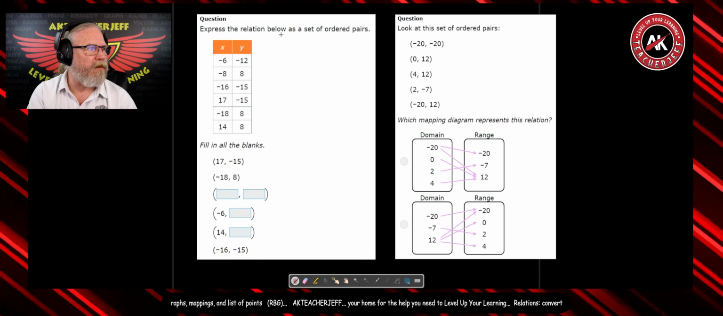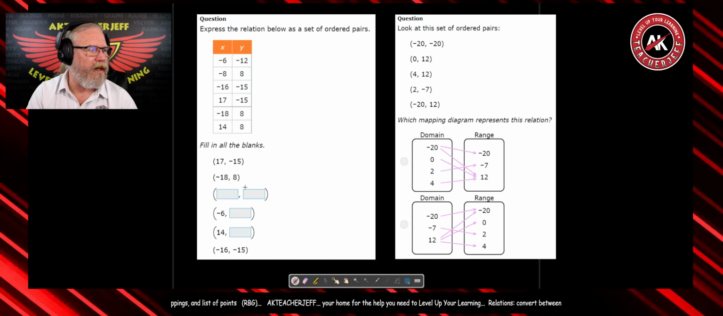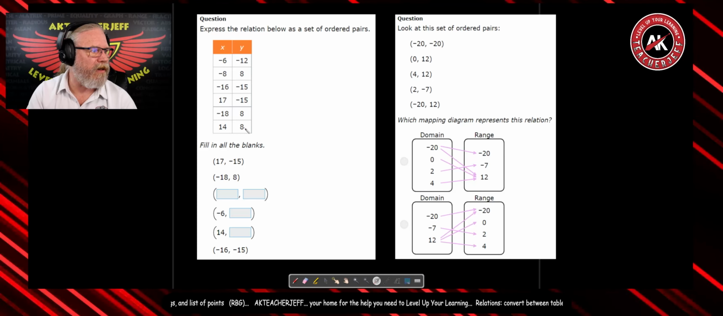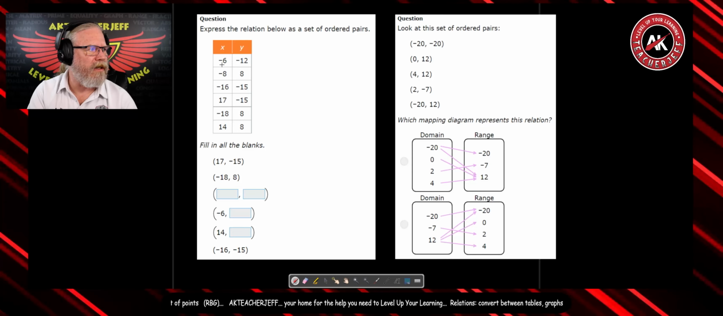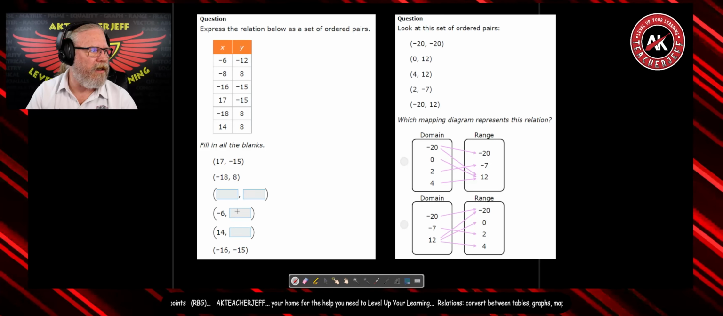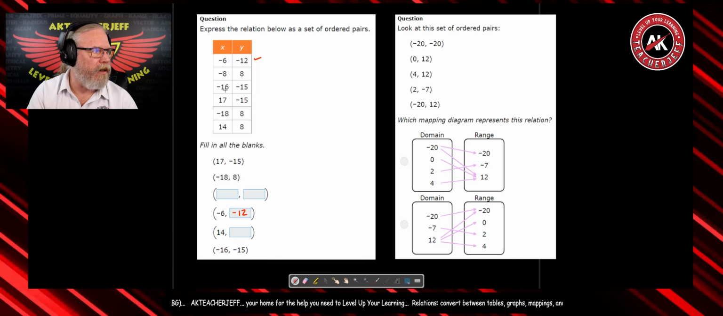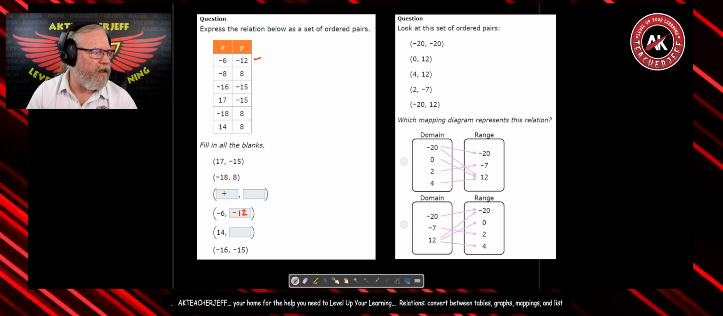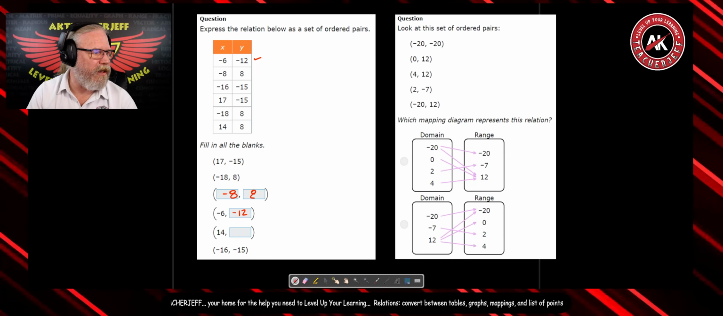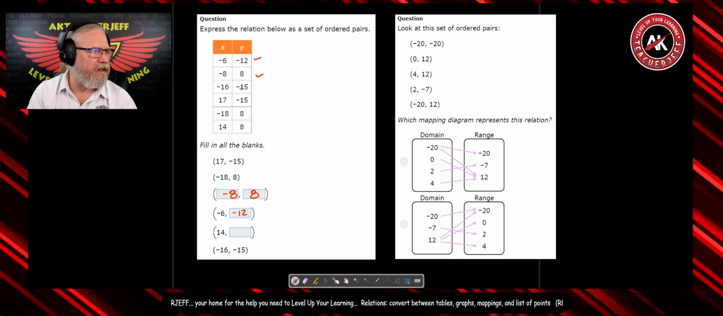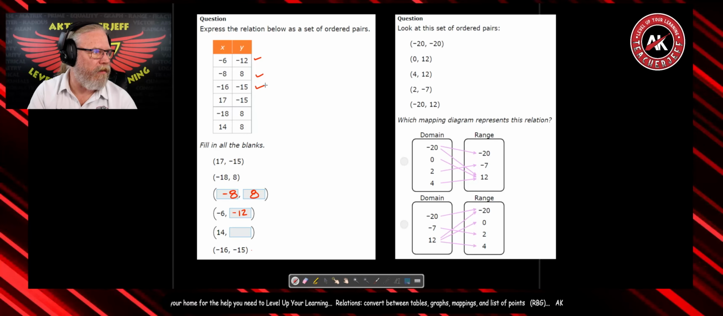On the next one, express the relationship below as a set of ordered pairs. So I have a table, and I need to go to ordered pairs. Looks like most of them are filled in. Let's check them off as we go. So, let's find the ones. -6, 12. -6 is mapped to -12. So I went ahead and took care of that one. -8 to +8. That must be this one here, right? -8 to +8. Let's try it out. -16 to 15. -16, 15, right there. So I got that one.